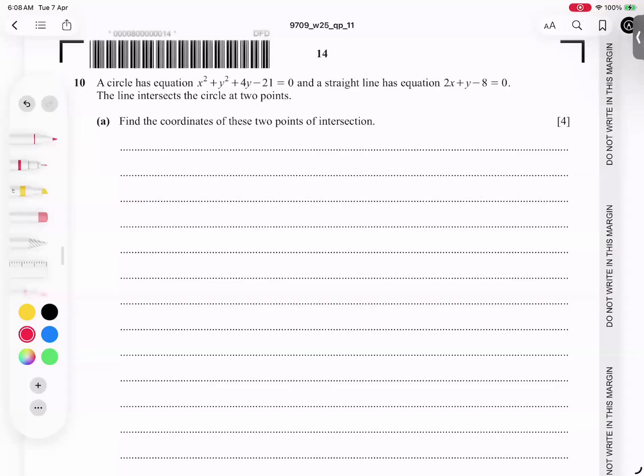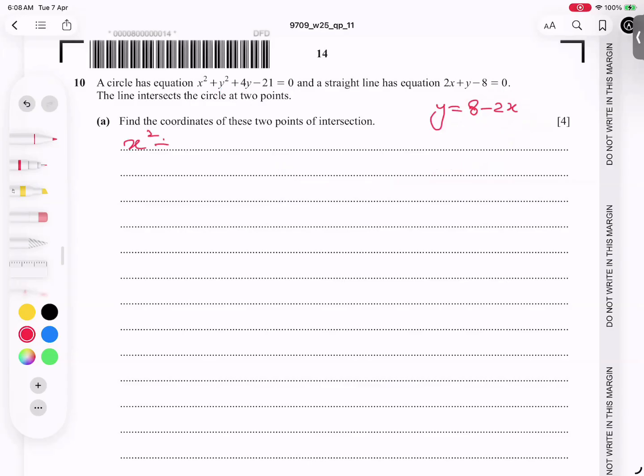Question number 10, students, we have a circle with this equation and a straight line with this equation. The intersection of the line gives 2 points, so find the coordinates. It's very simple. I'm going to replace this in the equation of the circle. There are two possibilities, either x subject or y. X has a 2, so if I make it x subject, this 2 will disturb. But if I make y the subject, it is a bit easier: 8 minus 2x, which I'm going to replace.